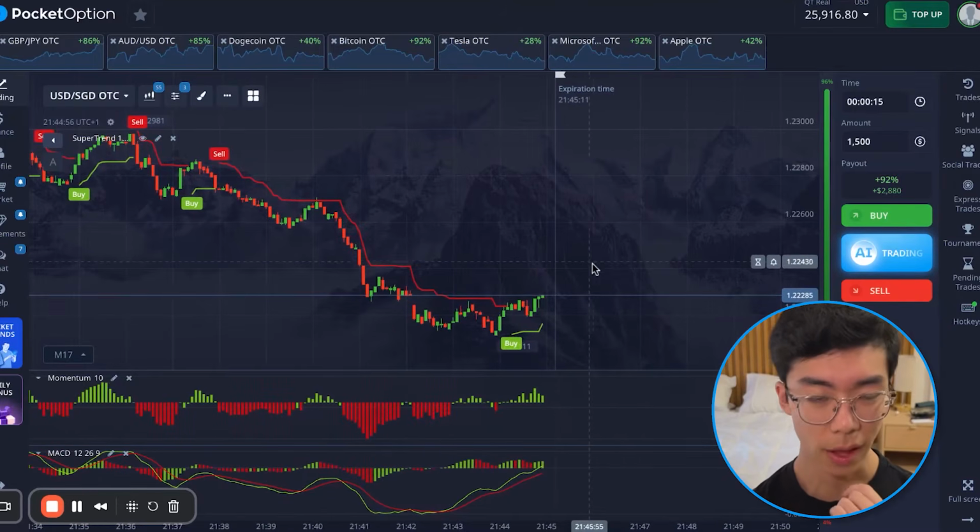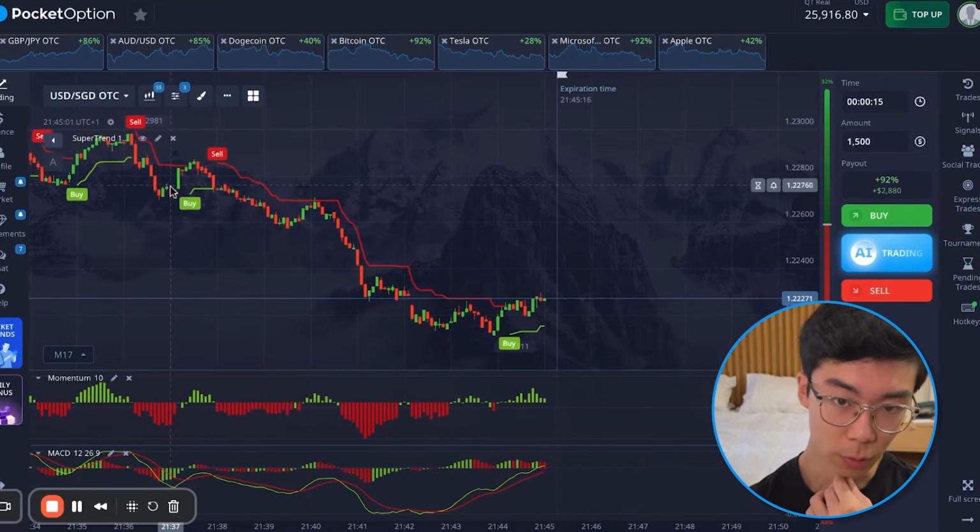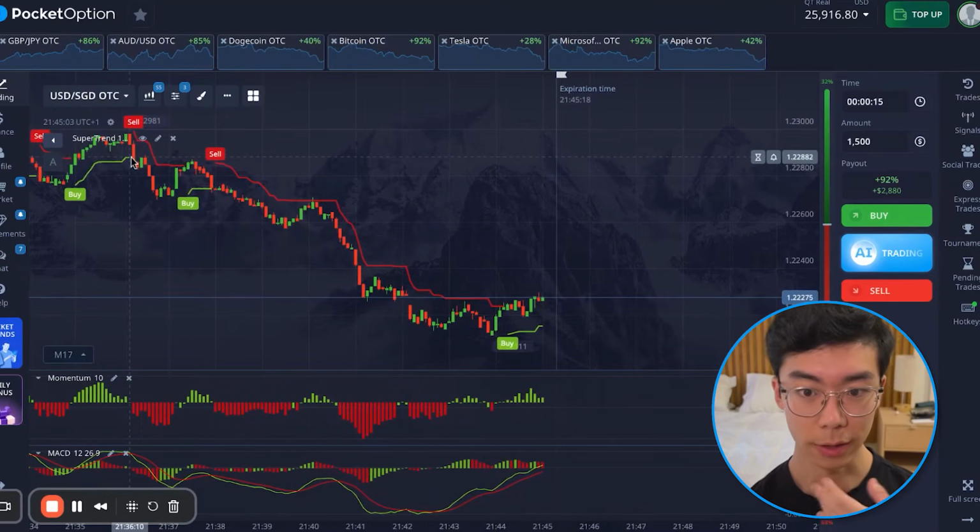And if it does a sell, I think that would be a really good opportunity to just follow with the trend, because you really just have to follow the trend. That's why it's called the SuperTrend indicator, right? Yes, you're supposed to follow the trend.